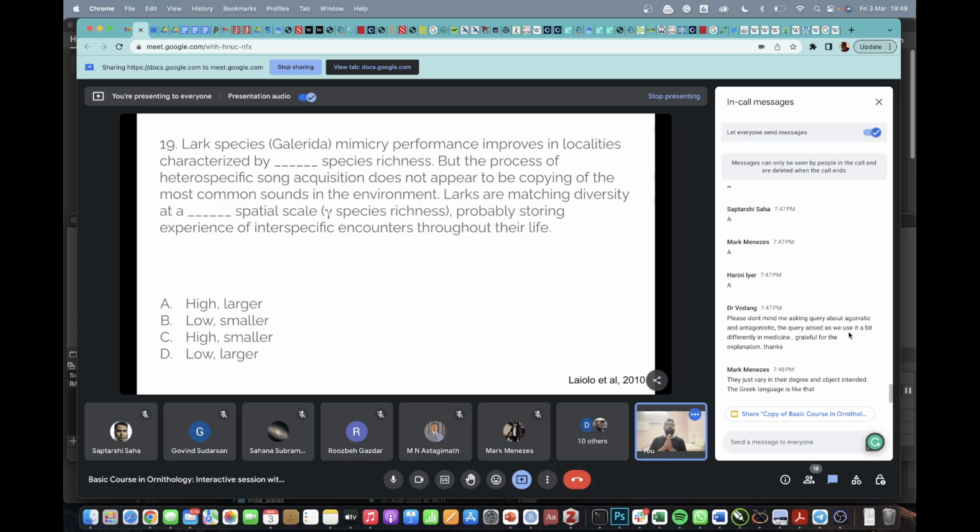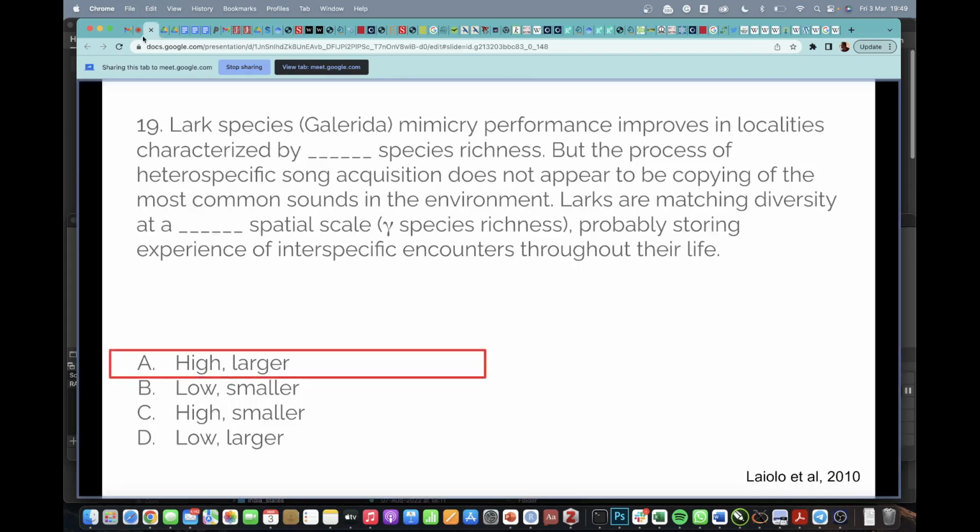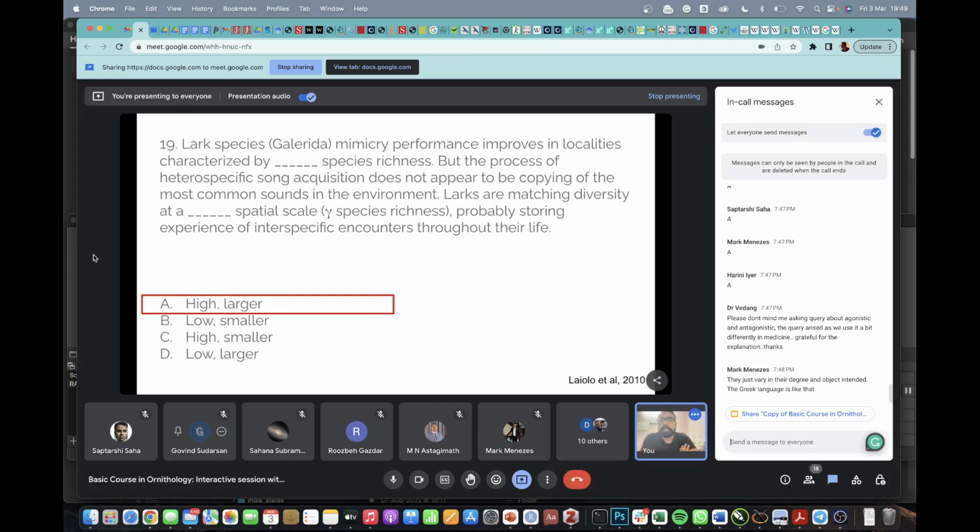Similarly, if you go to a larger scale, the birds that were present in the site and the birds that the lark is actually mimicking. So what they find is, when the species richness of the transect or the site is high, the number of species that the lark mimics is also high. So mimicry performance improves in localities characterized by high species richness.